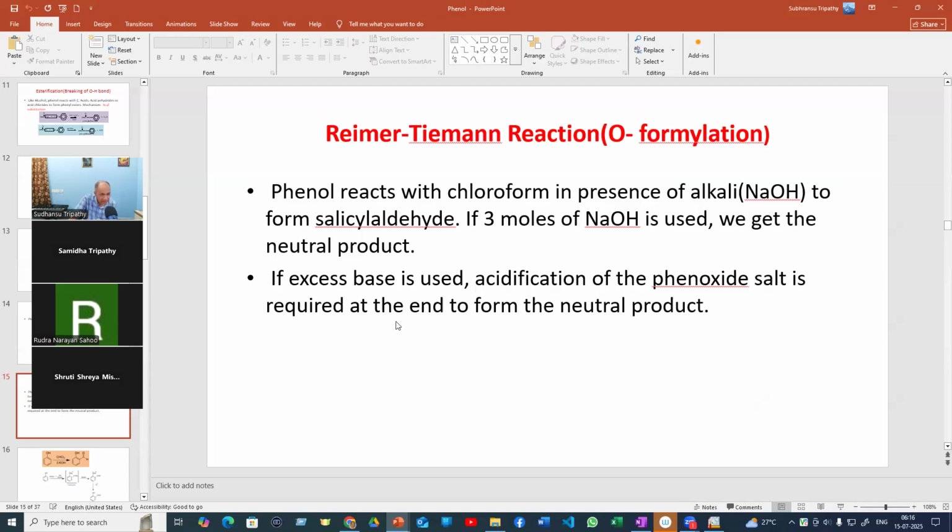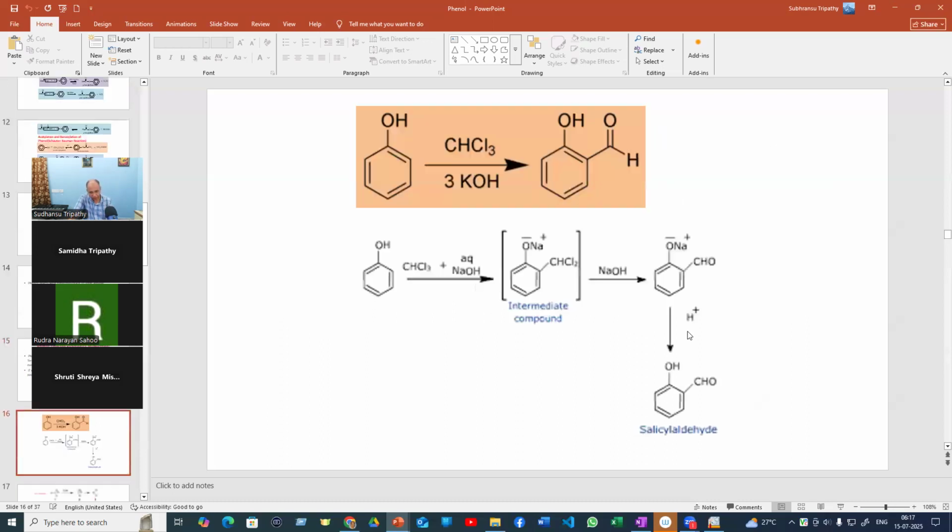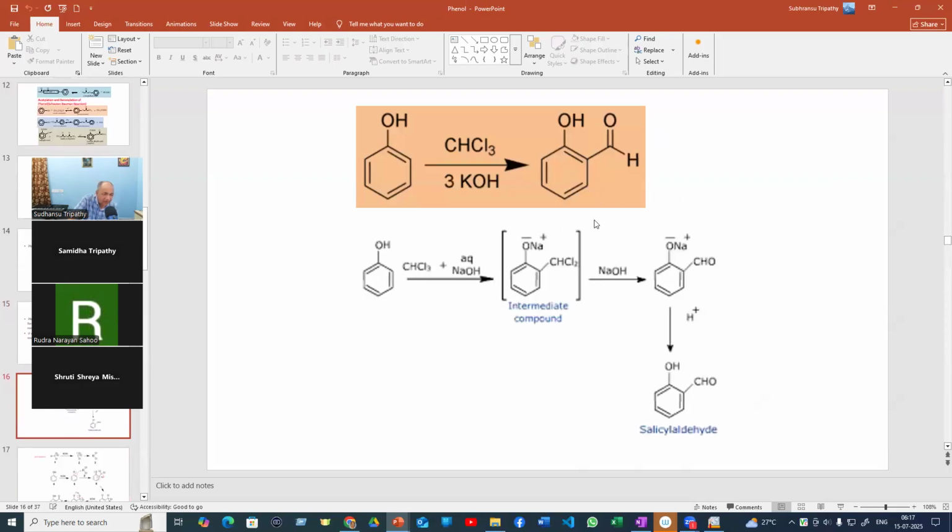But if you take excess, if you don't control the stoichiometry, then you get sodium salt, sodium phenoxide, and then, of course, the phenoxide of the corresponding salicylaldehyde. And then you acidify to make a neutral salicylaldehyde. Now I'm showing you, have you written this? Yes, sir. Now see, this is the essence of the reaction. Phenol treated with chloroform and exactly 3 moles of KOH or NaOH gives you salicylaldehyde.